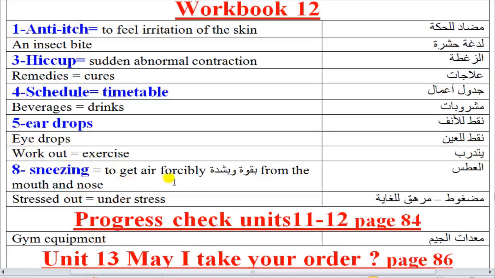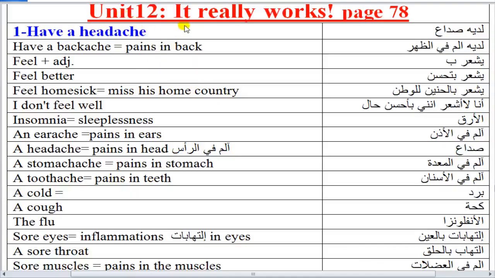Sneezing. To get air forcibly from the mouth and nose. Stressed out, under stress. Unit 12.